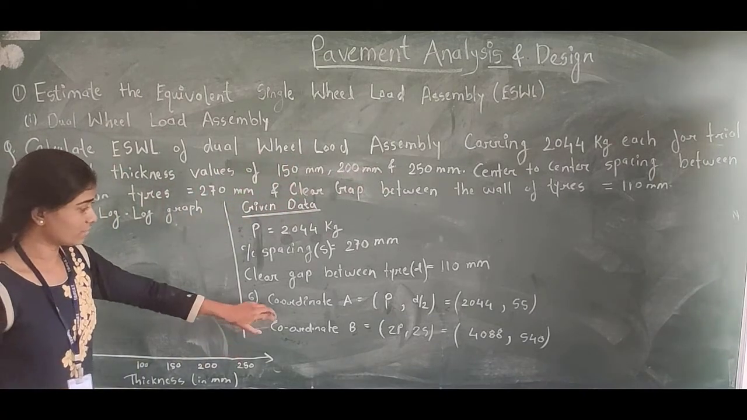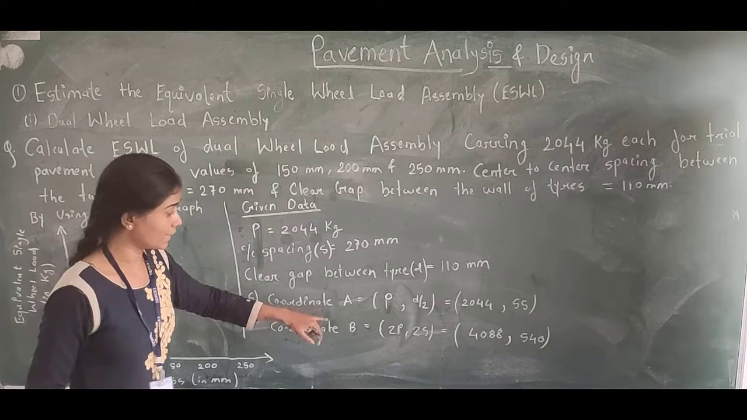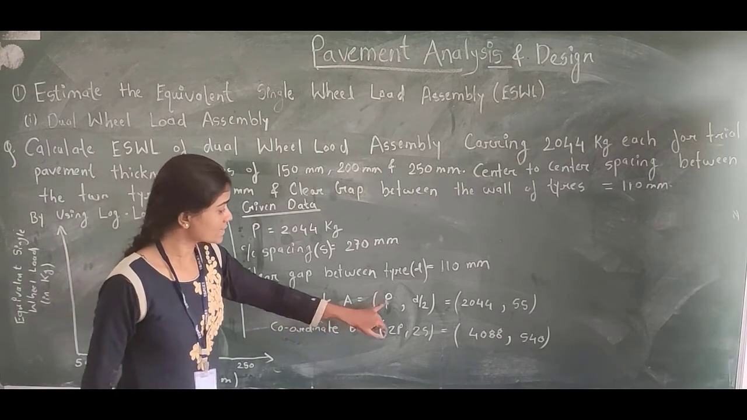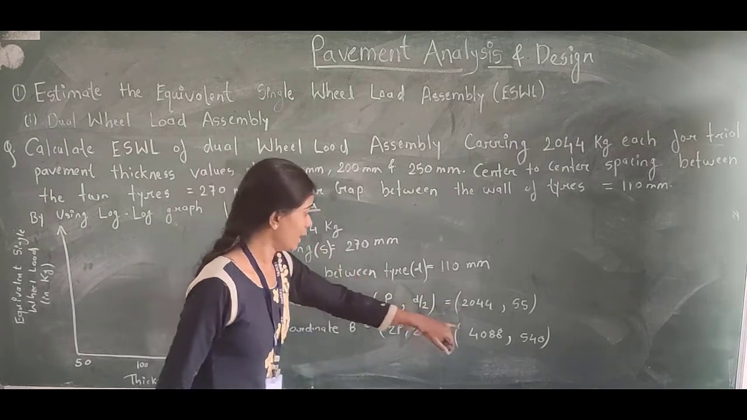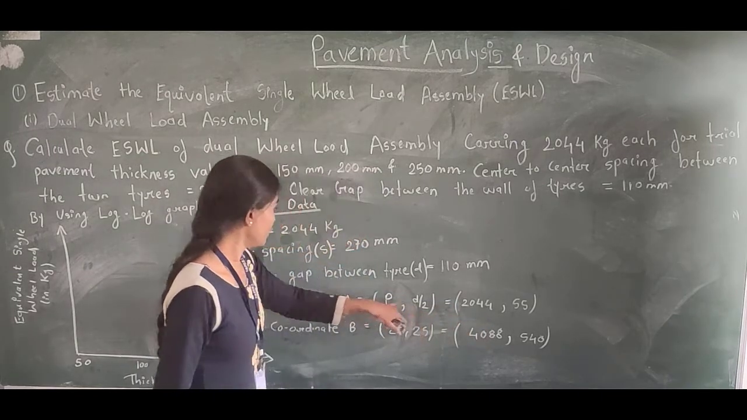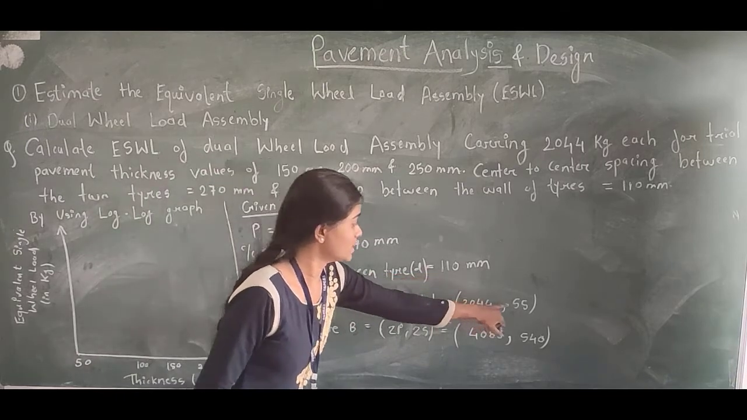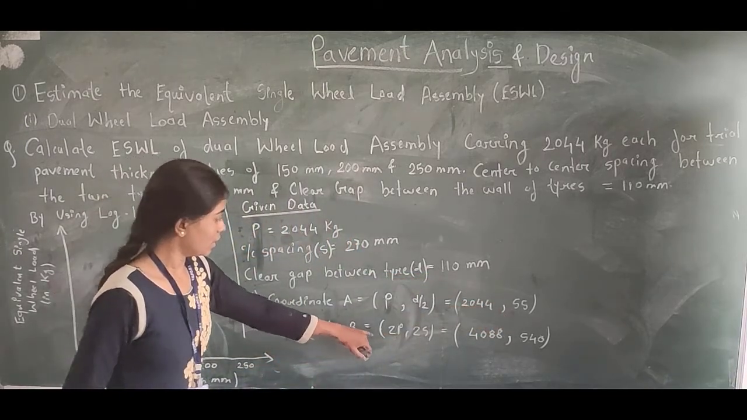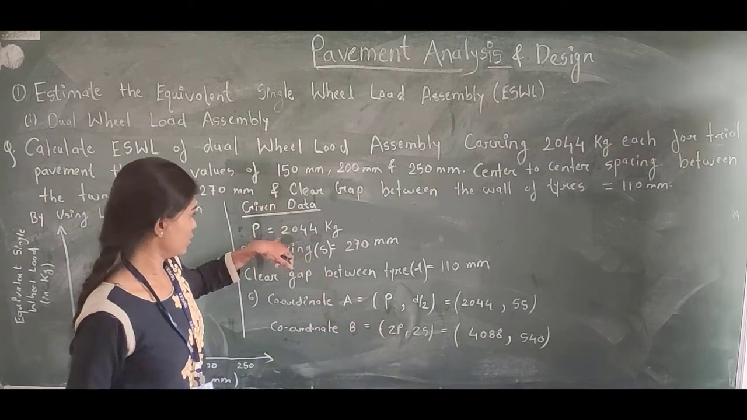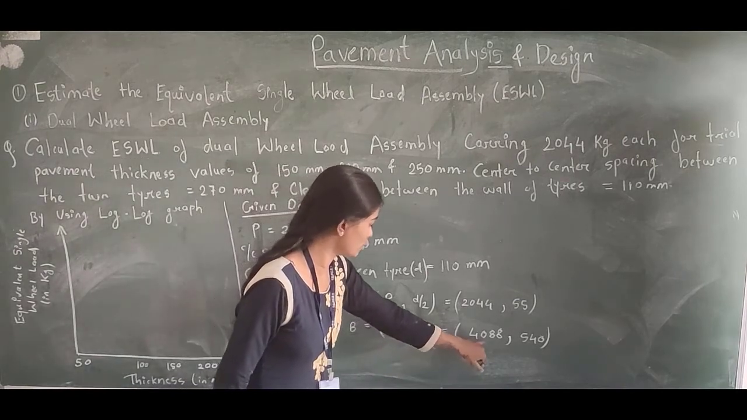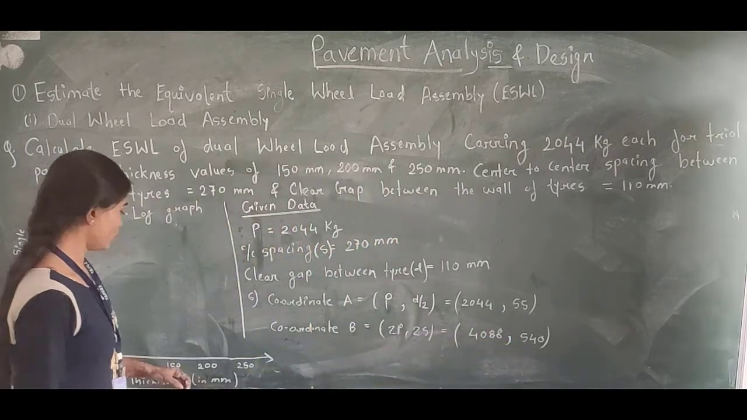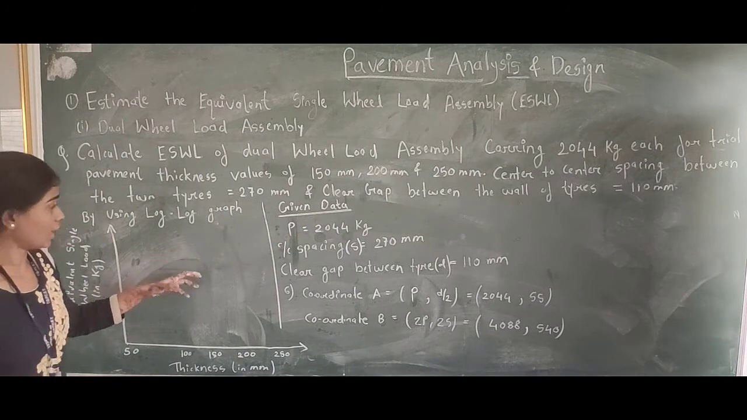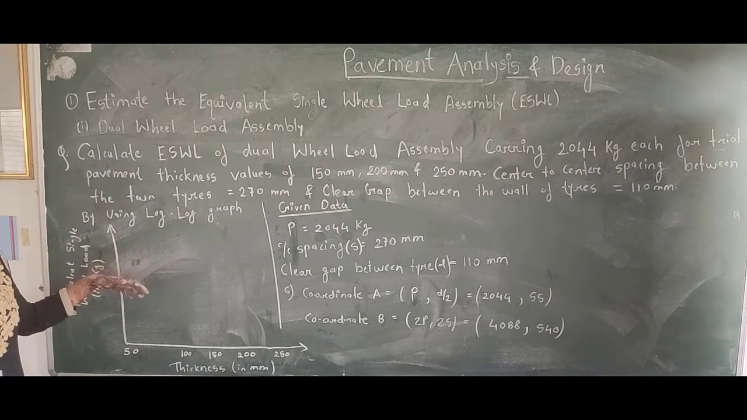For this we need two coordinates, coordinate A and coordinate B. Coordinate A is the given load and D by 2. So the load is 2044 and D by 2 means 110 by 2, that is 55. Coordinate B is twice of P, that means 2044 into 2, that is 4088, and twice of S, that is 270, which means 540. So we will discuss the graph on the blackboard, but after that we will plot it actually on the log graph.